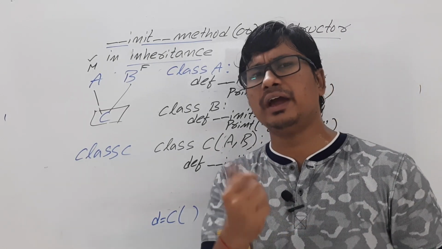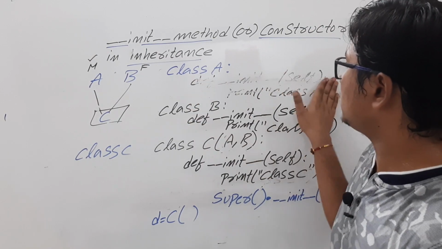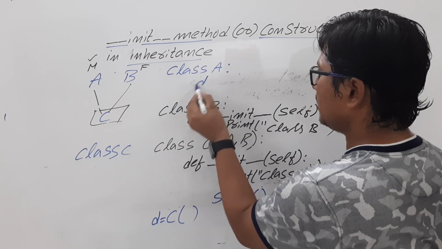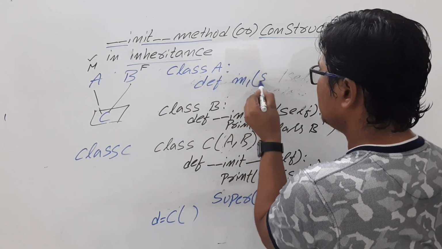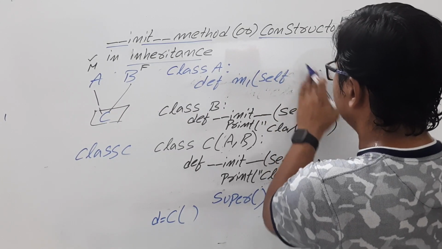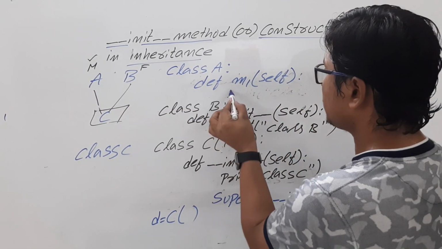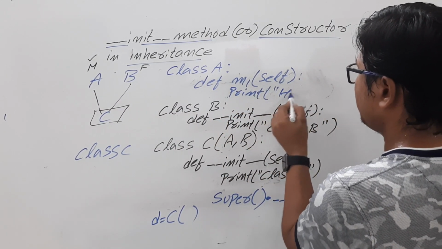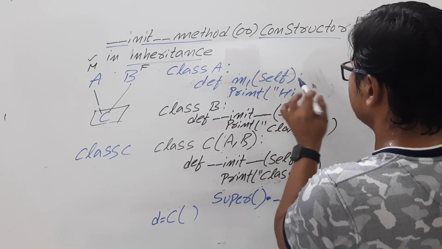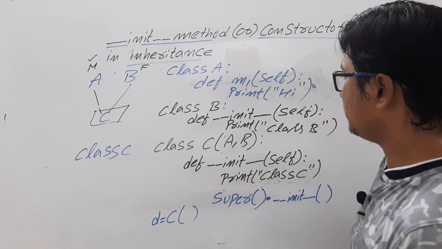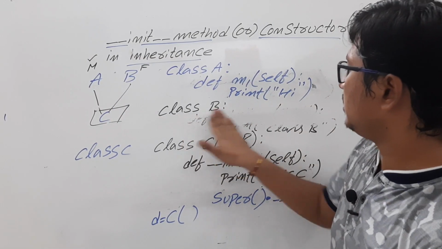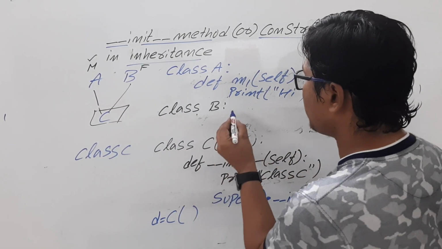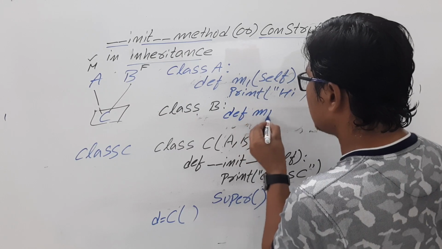And in the last video I asked you one question. Let's take that you have a method called m1, with self as one of the parameters, and you have the statement print hi. I hope it is visible for you. Similarly, you have an m1 method in class B also. With the same name you have another method in class B also.